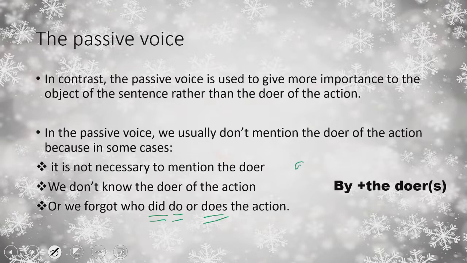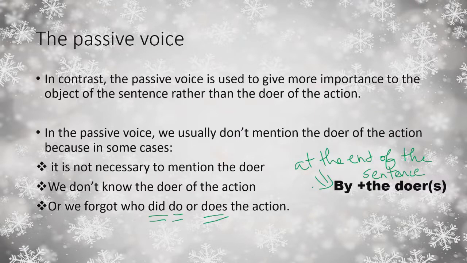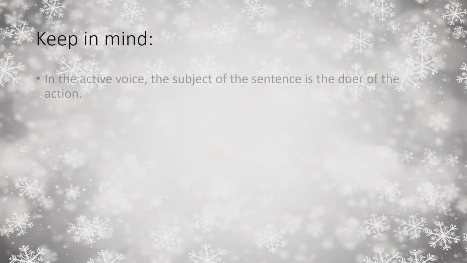Now if we want to mention the doer of the action in the passive voice, we add by plus the doer at the end of the sentence. And I will show you how to move from the active voice to the passive voice and how to add by plus the doer.